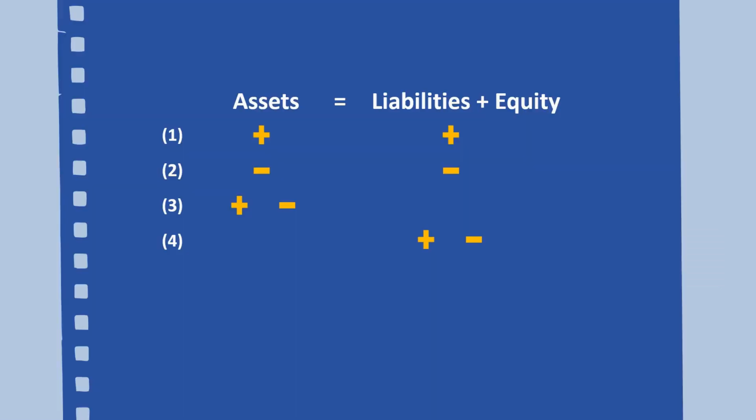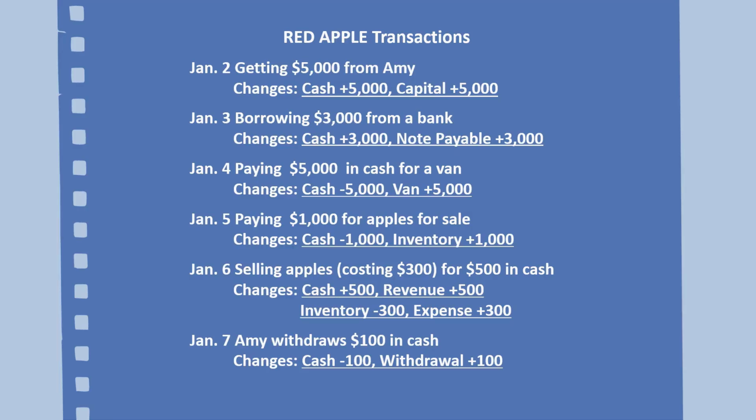To keep things balanced, these 4 situations cover all the effects a transaction can have. If you replace the increase and decrease with debit and credit, you'll always have a debit and a credit, with their amounts matching. Remember how we analyzed Red Apple's transactions in episode 2? If you haven't caught it, go watch it now to ensure you're in the loop for some crucial details.